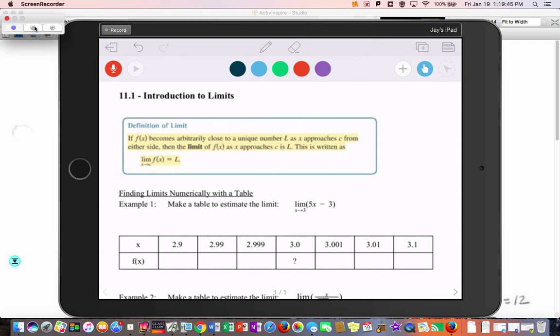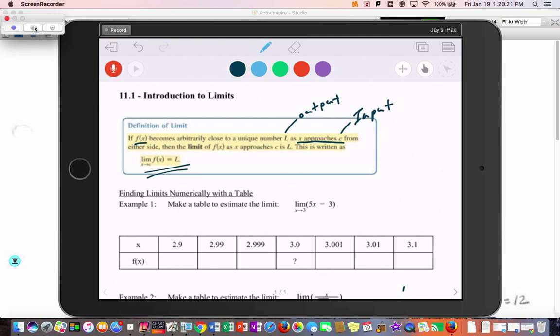What it's telling you is there's some function, f of x, that becomes arbitrarily close to a number. When this happens, it would be like everybody in the room agrees that that's the correct number, or everybody agrees we can round it to a certain number. If that happens as x approaches some c value, some input, then this output, which we're calling L, would be the limit.